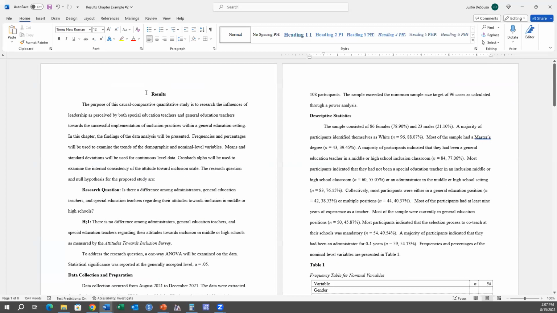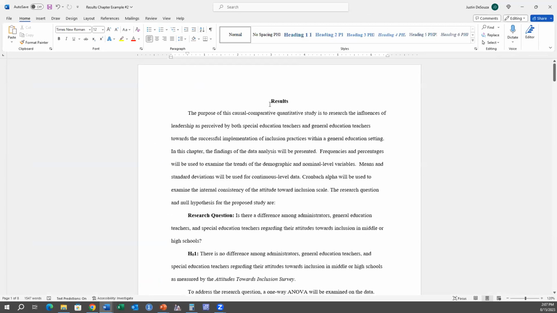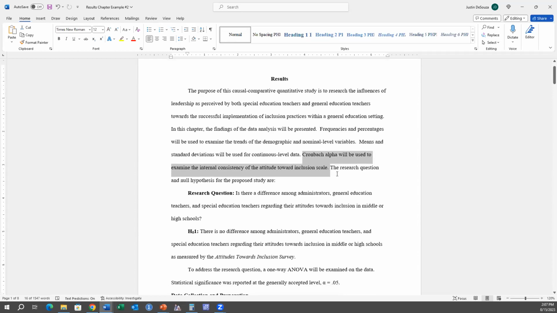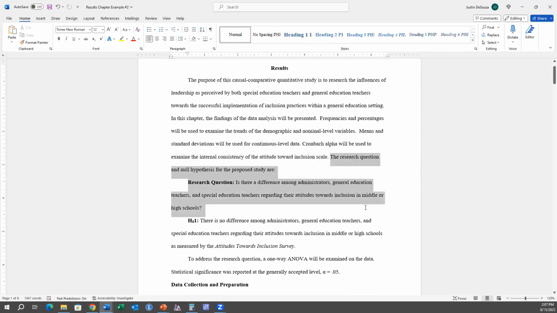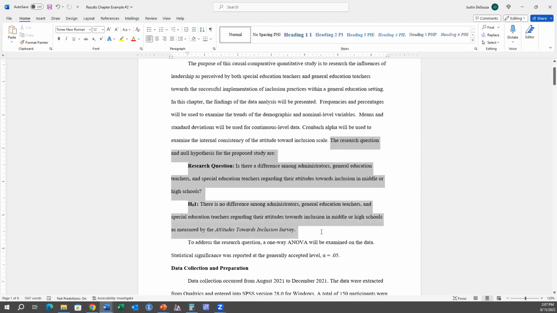Okay, so right here, let me make this one page. So you have your purpose statement. And then in this chapter, the findings of the data analyses will be presented. And then we go into what will be presented specifically. So frequencies and percentages for demographics, means and standard deviations for continuous data, Cronbach alpha to check for reliability, restate the research question and the hypothesis.